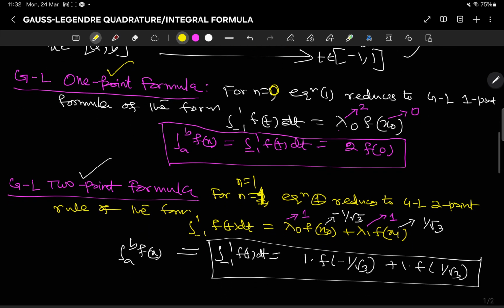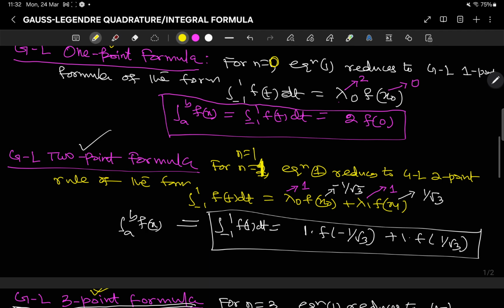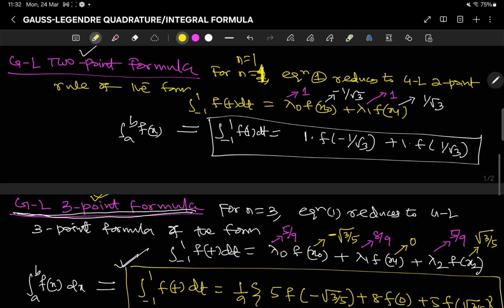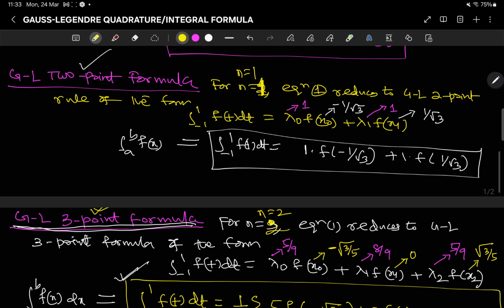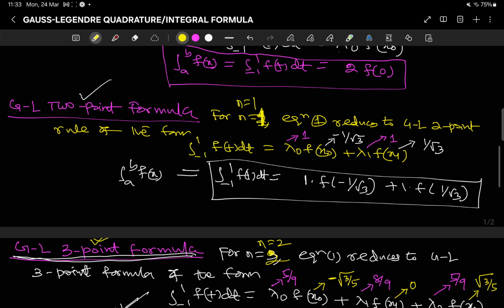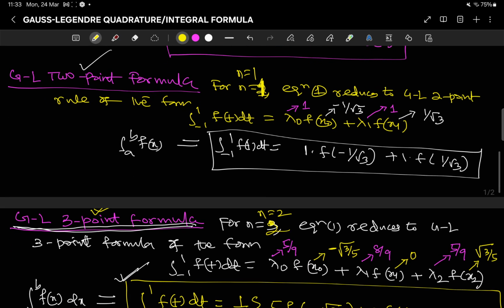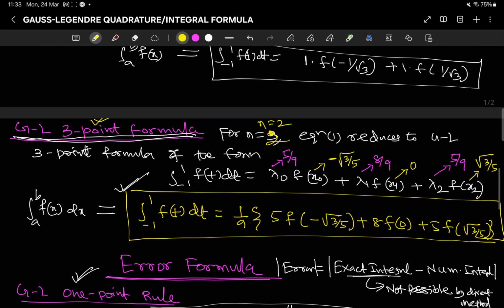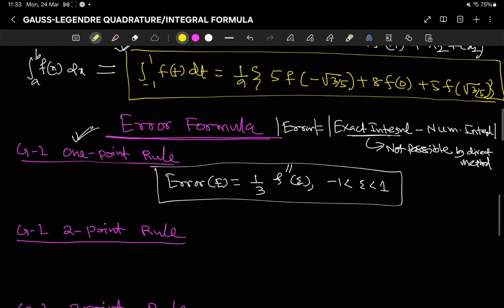We have two nodes here, x0 and x1, and it is the 2-point formula, for n equal to 2. Okay, we have three nodes, x0, x1, x2, and it is our 3-point formula. If we start the summation from 1 to n, then this previous thing is okay. Otherwise, you have to take one less. So for n equal to 2, it is the 3-point formula.